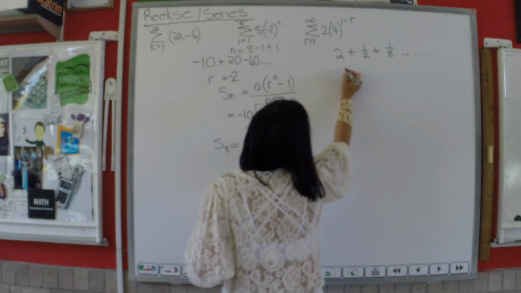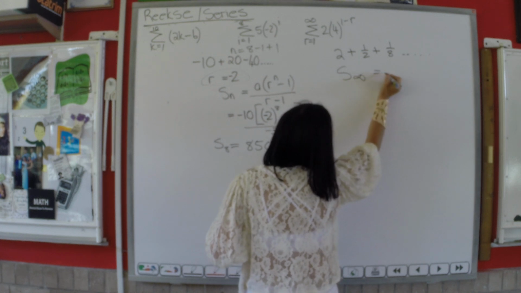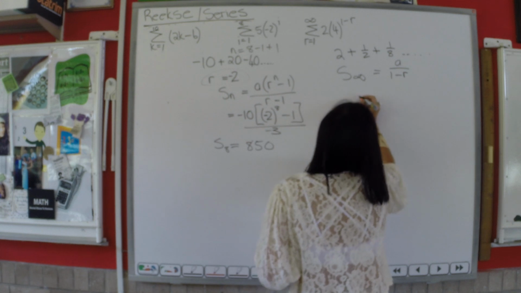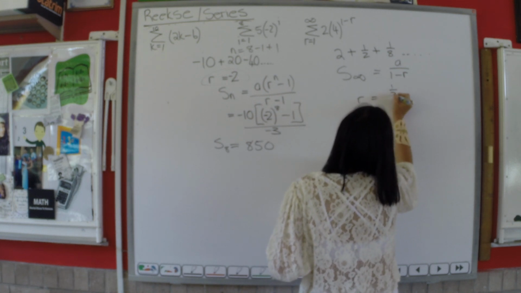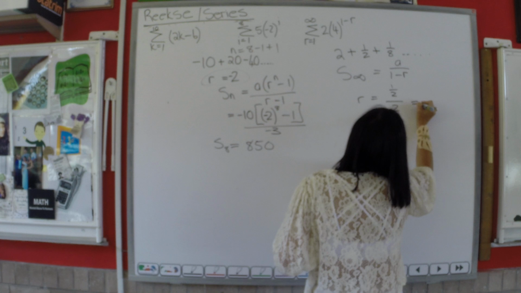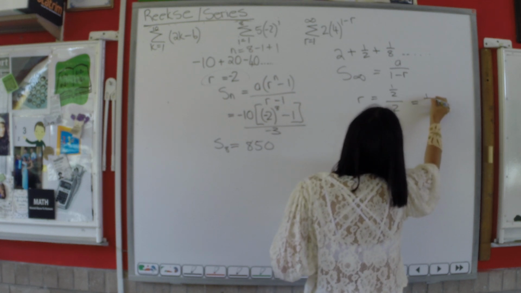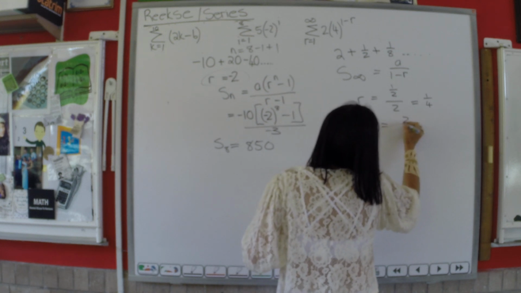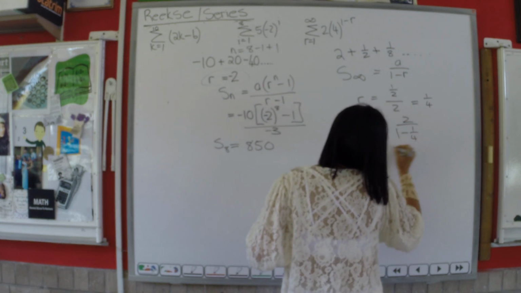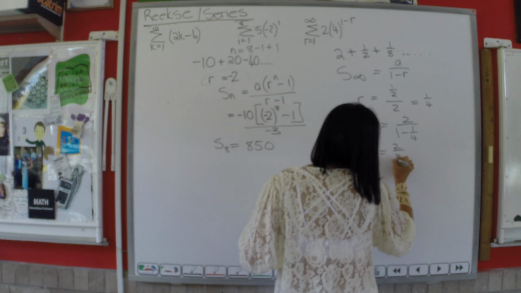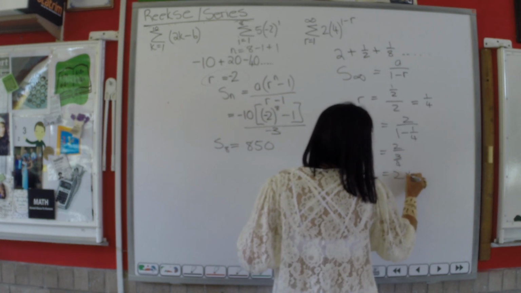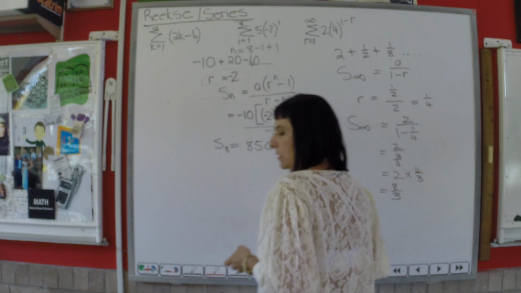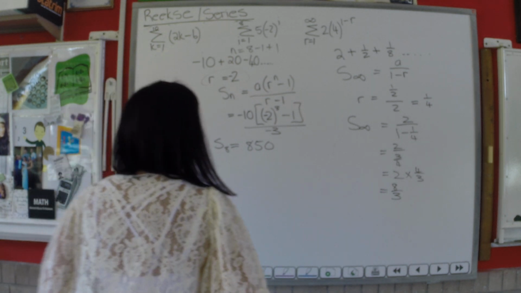So if you want to work out the sum to infinity, it's going to be a over 1 minus r. If you determine r, it's going to be a half divided by 2. And that's going to give you a quarter. So now the sum to infinity is going to be the first term over 1 minus a quarter. So it's 2 divided by 3/4. So it's 2 times the reciprocal, and that's going to give you 8 on 3. That's going to be the sum to infinity.